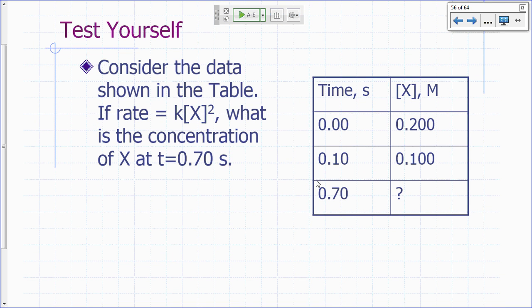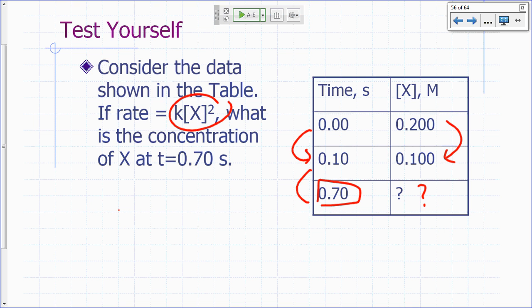What would be the concentration at 0.7 seconds? So this is, okay, this is second order. It takes 0.1 seconds for it to get cut in half. How much concentration would you have left? 0.7 seconds. At time equals 0.7 seconds.